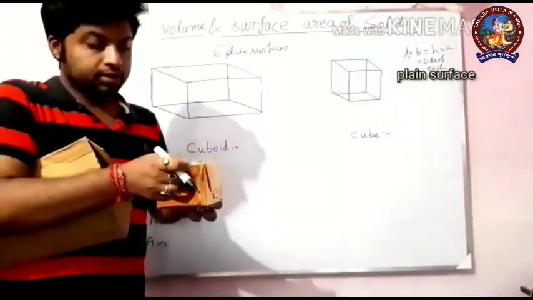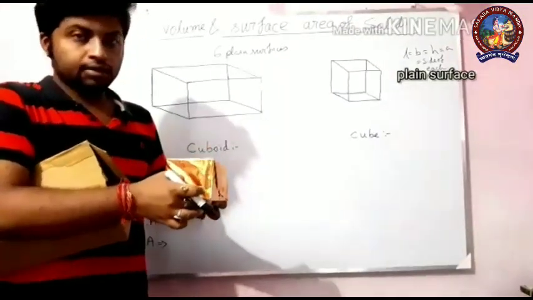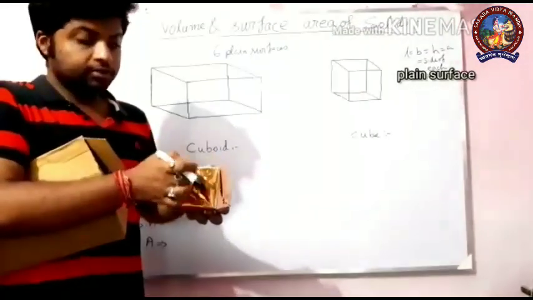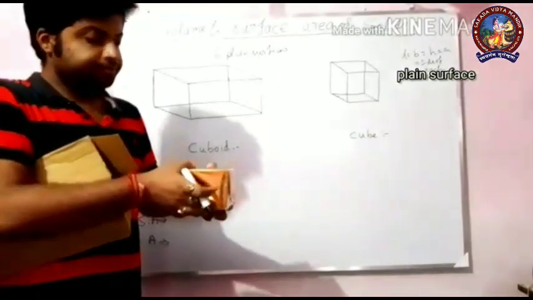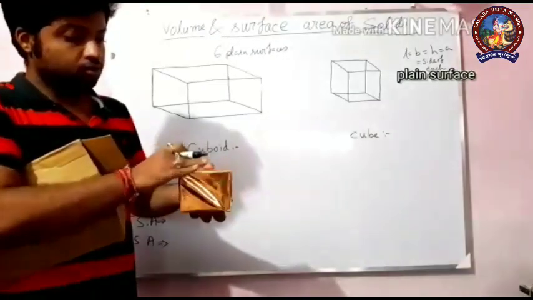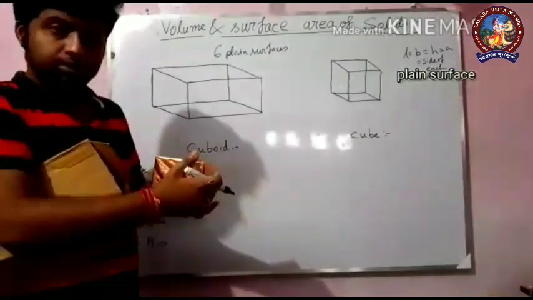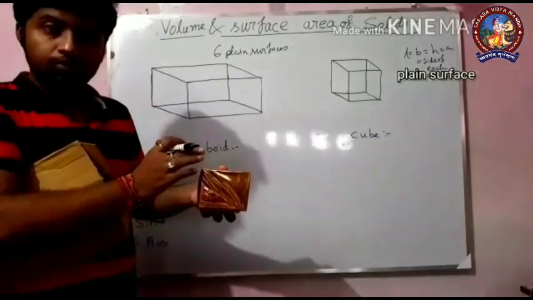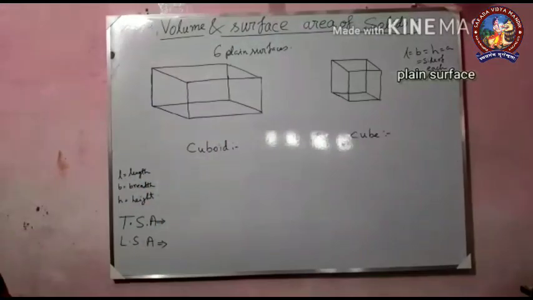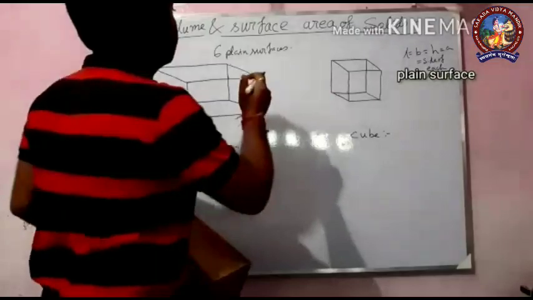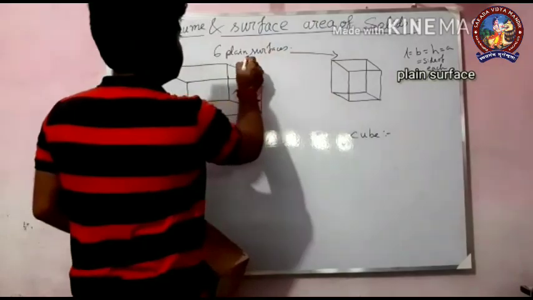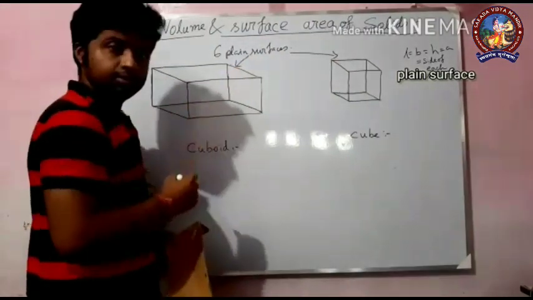And this is an example of a model of a cube. Here this is the length, this is the breadth, and this is the height. All these 3, length, breadth and height, are the same as each other. Here also you can see there are 6 plane surfaces: 1, 2, 3, 4, 5, 6. And there are also 12 edges here. So in the case of cuboid and cube also, we have 6 plane surfaces in both cases, right?